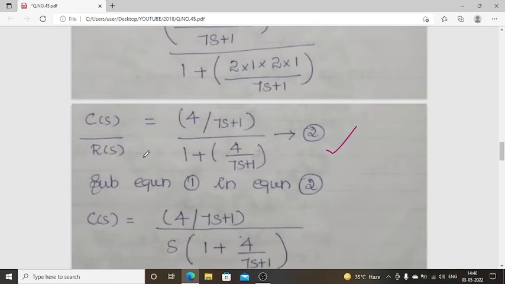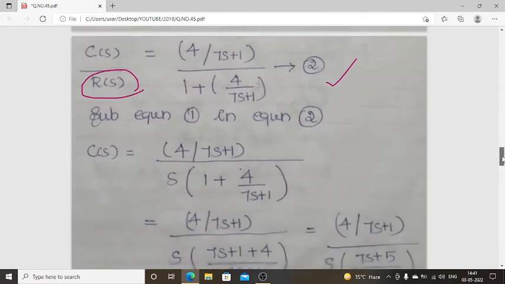So already we know R of s. The problem itself is a set point change, the unit set point. So here R of t is equal to 1, which means R of s is equal to 1 by s. So we know the R of s value. Refer to equation 1 and substitute equation 1 in equation 2.